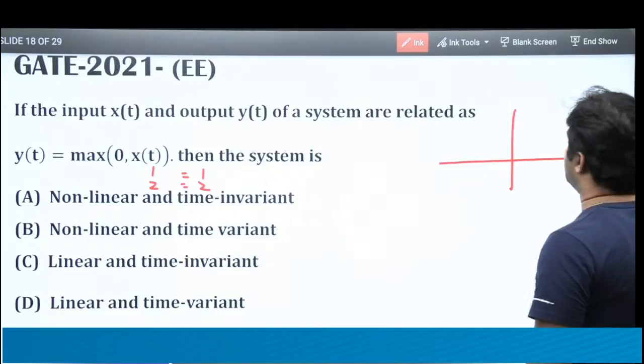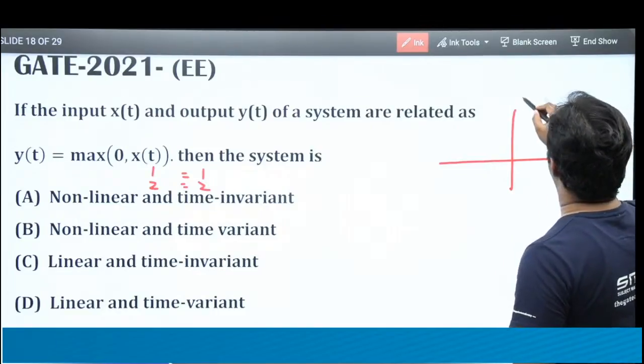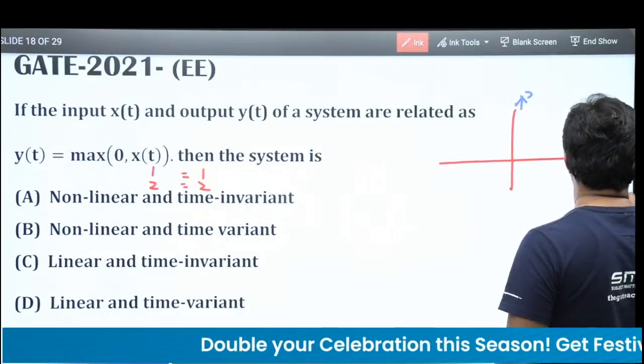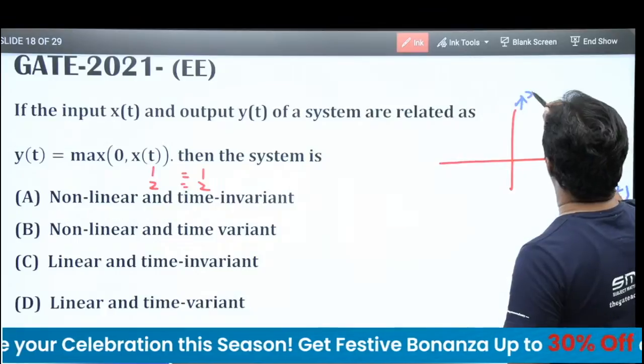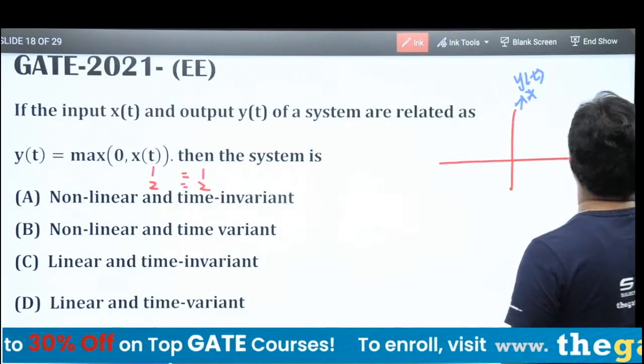If x of t is 1, let me say this is t, this is x of t. I'm sorry, this is x of t and this is y of t. I'm really sorry. This is x of t and this is y of t.